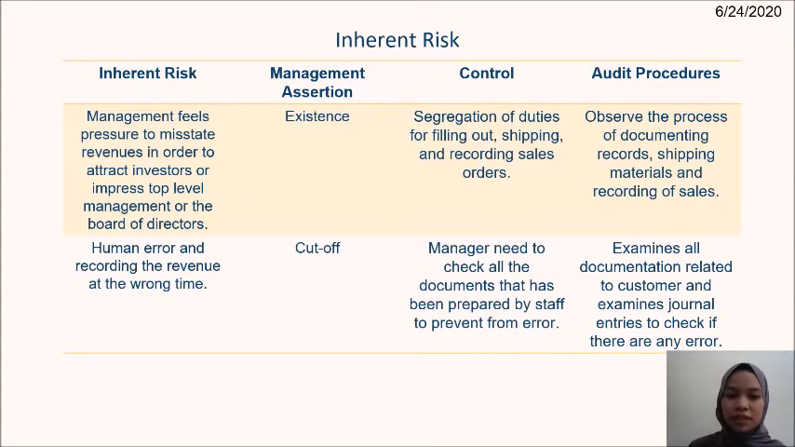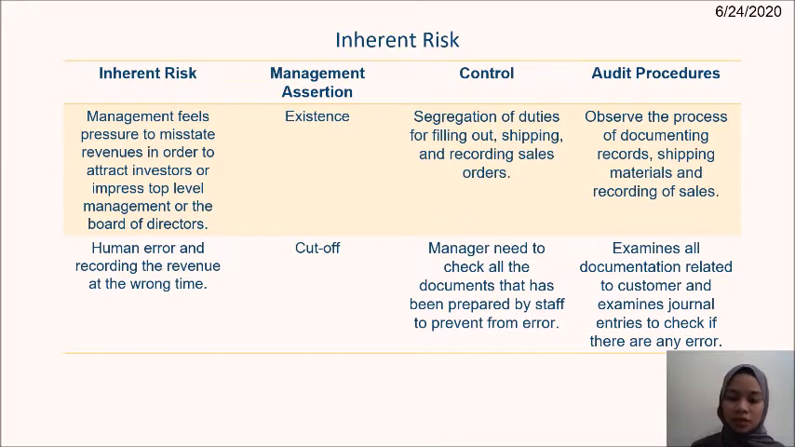Okay, for the inherent risk. Firstly, existence. The possible misstatement that might occur is that management will feel pressure to misstate revenues in order to attract investors or to impress top-level management or the board of directors. So the control that can be made is segregation of duties for filling out, shipping, and recording sales orders. The audit procedure is to observe the process of documenting records, shipping materials, and recording of sales.